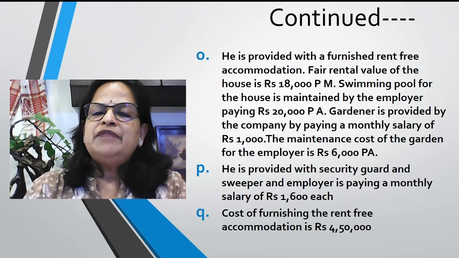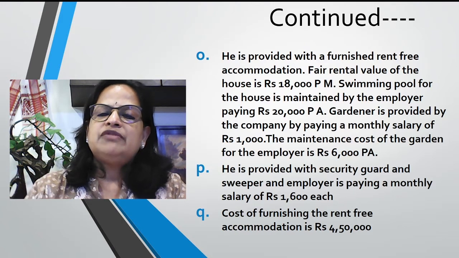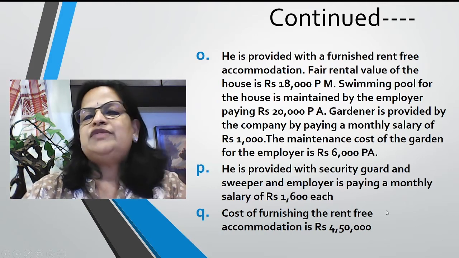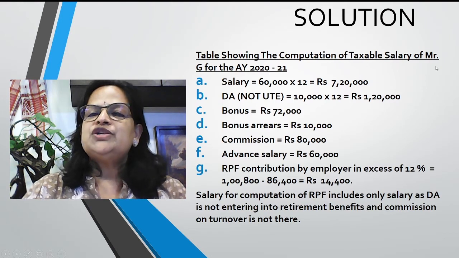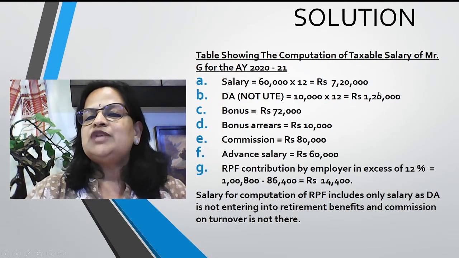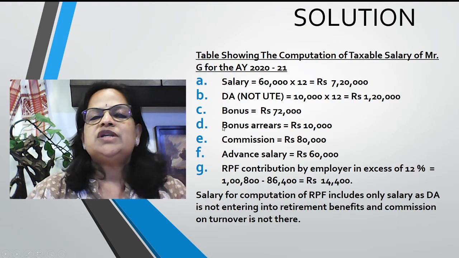Now he is provided with a security guard and sweeper, and the employer is paying a monthly salary of 1,600 each. Both will be taxable. Cost of furnishing the rent-free accommodation is 4,50,000. Now we have to do the problem. So, table showing the computation of taxable salary. Salary 60,000 into 12, 7,20,000. DA is not entering into retirement benefits, 10,000 into 12, 1,20,000. Bonus taxable 72,000.